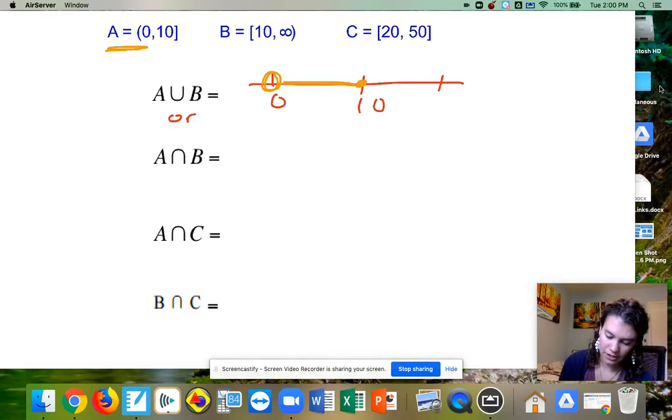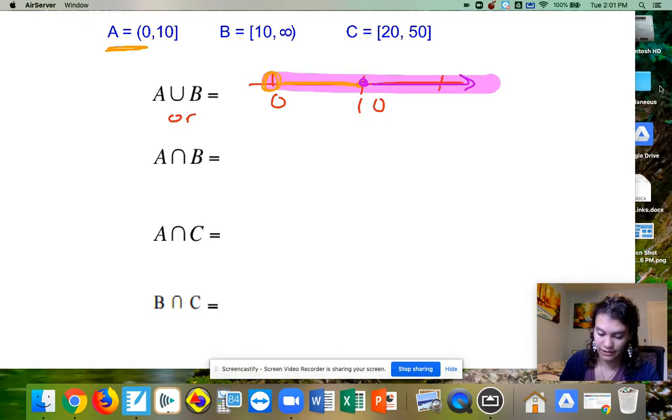And then B is a closed circle at 10 going on to infinity. So if we want anything in A or B, we want all of this. So we want the entire thing. We want everything. So if I write that out, we're going to start at 0. We can't include 0 because there's no closed circle there. So we'll do 0 to infinity because we want everything in this. We want the whole set.